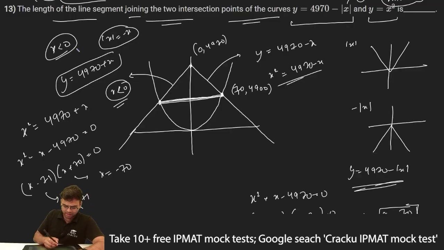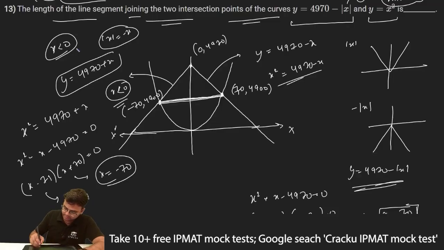So this point also you can just logically see that this is the negative x-axis. If I say this is the positive x-axis, this is the negative x-axis. Thus this point should be a negative point only. So this will be minus 70, 4900. Because again you put the value of x is equal to minus 70 into y is equal to x square, you will get minus 70, 4900.